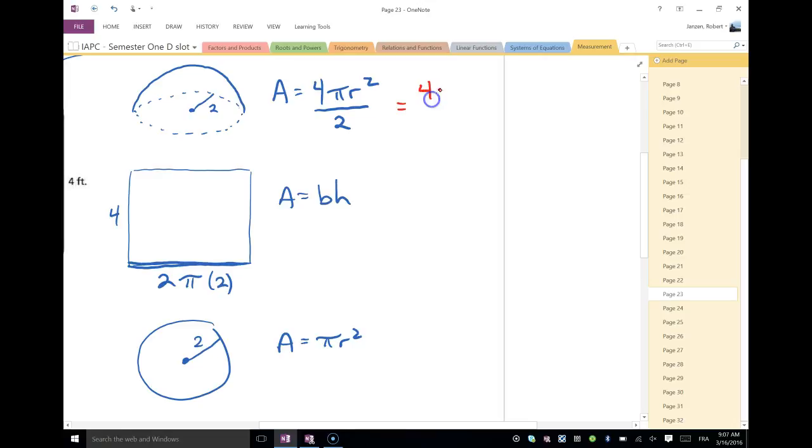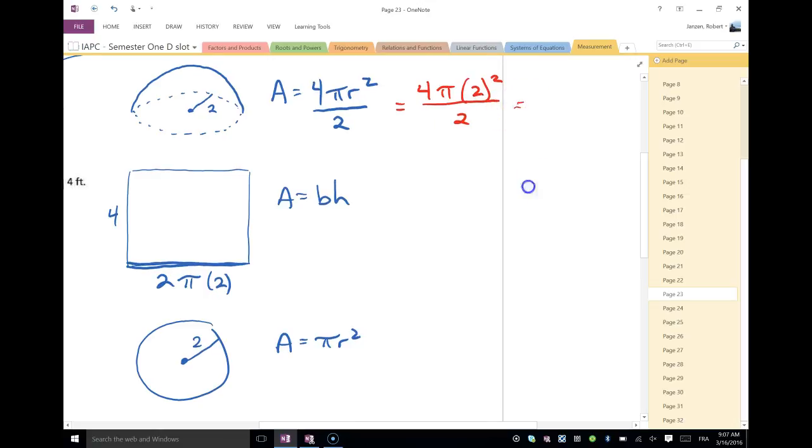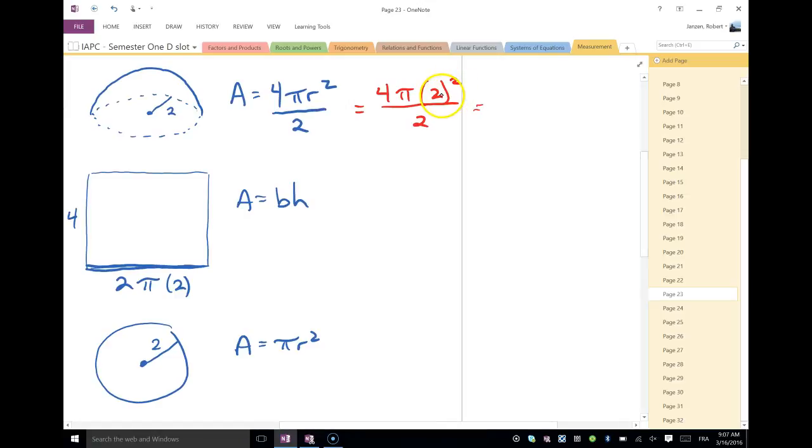So we'll start with 4 pi, the radius is 2 squared, divided by 2. This is, if I do the square first, 2 squared is 4. 4 times 4, this gives me 16 pi over 2, which is 8 pi.